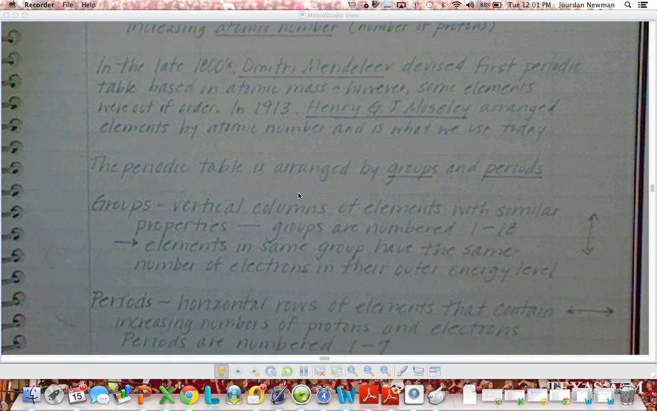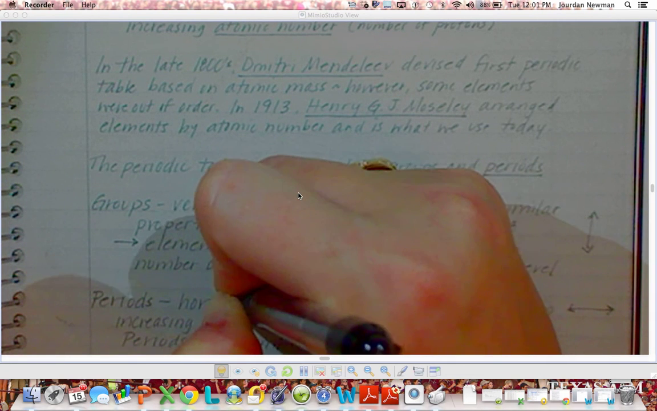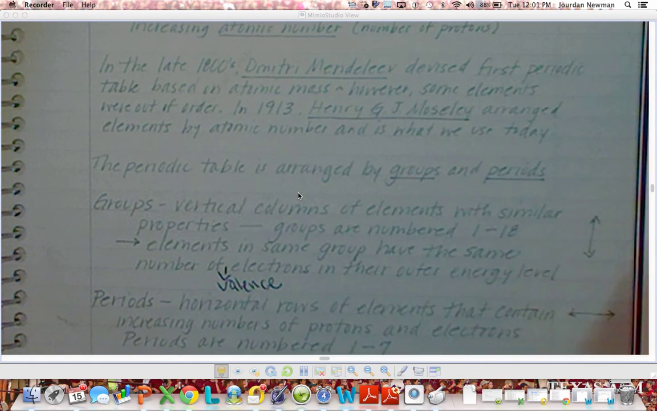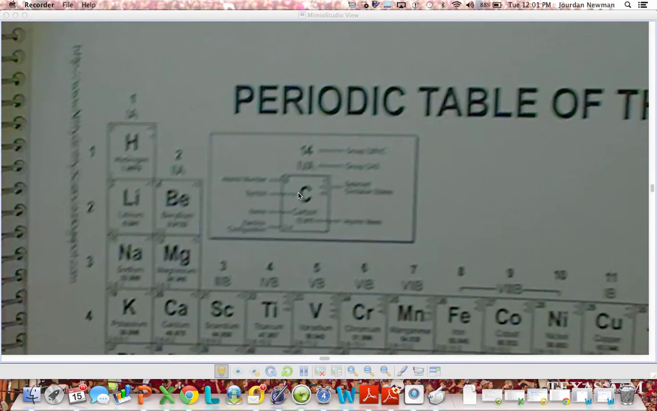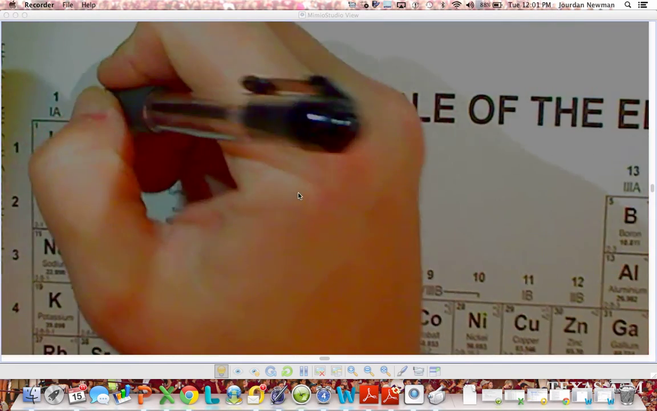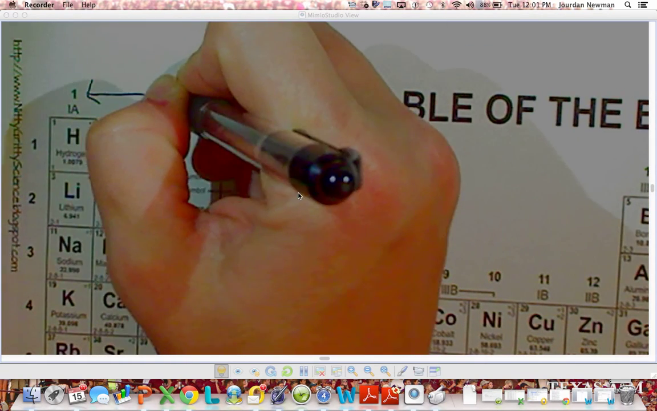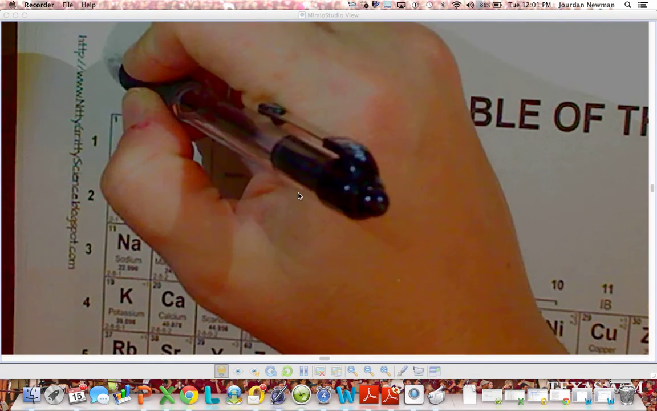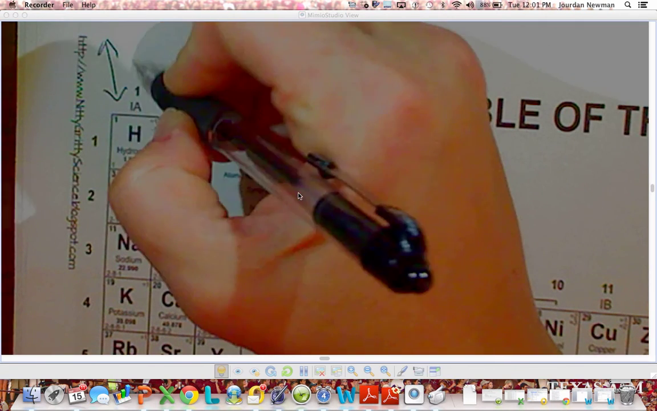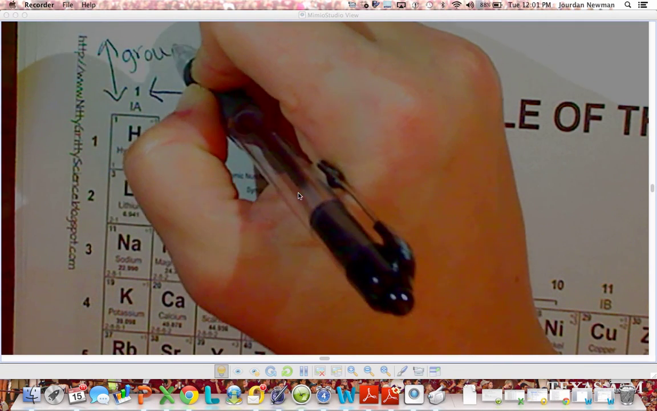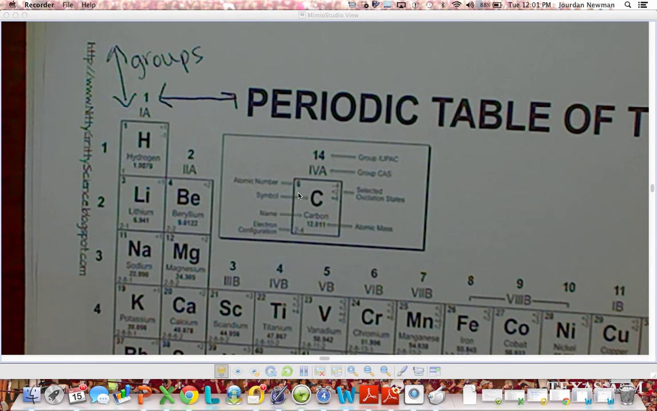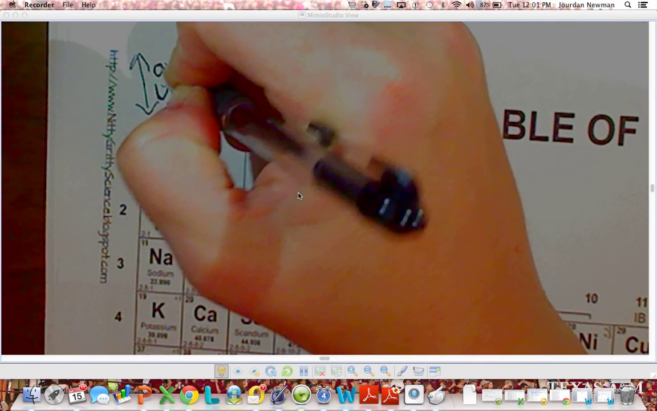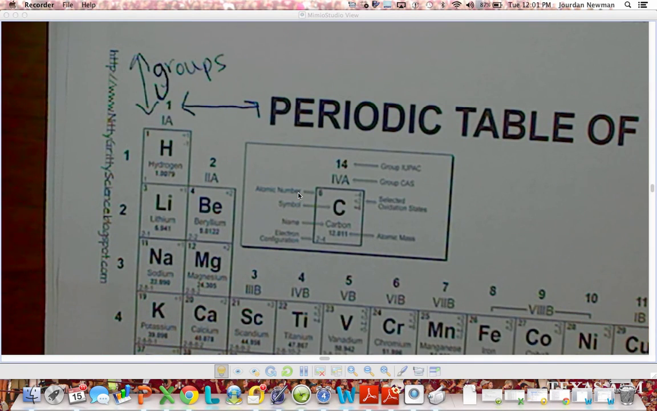I know it just says number of electrons, but you want to make sure that you have valence electrons. So on your periodic table, you might want to make an area where you say our groups run vertically, or up and down. Another way you can remember it is in groups, we have a G that goes all the way down, so our groups are going to go long ways like our G.